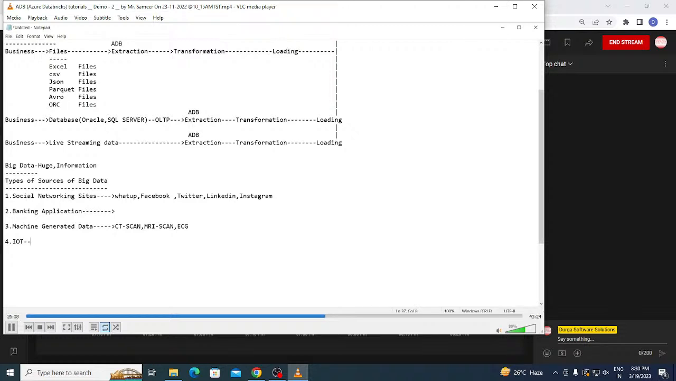IoT sensors. We get the data from what? Sensors. These sensors basically measure pressure, and even gas pressure, and then they measure the temperature, and even the wind. All these are sensors which basically measure.